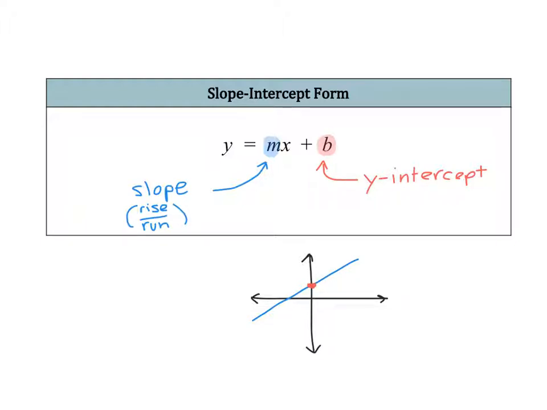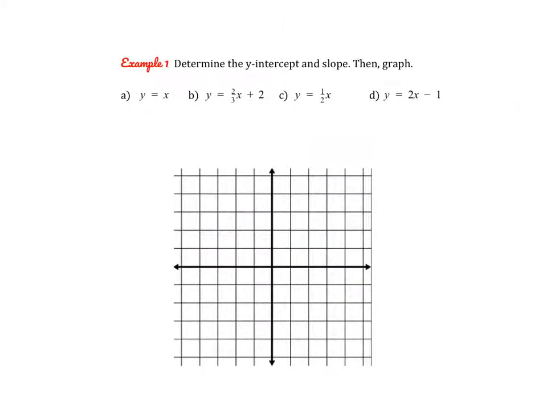So since it is a point on your graph, we're always going to write it as a coordinate. So it's always going to be 0 and then whatever that b value is, because the y-intercept will always occur when x is 0. So we're going to need to make sure we're very clear that our y-intercept is a coordinate. So if you can find the slope and the y-intercept of your line, you can graph any linear equation very, very quickly. All right, let's give these a try.